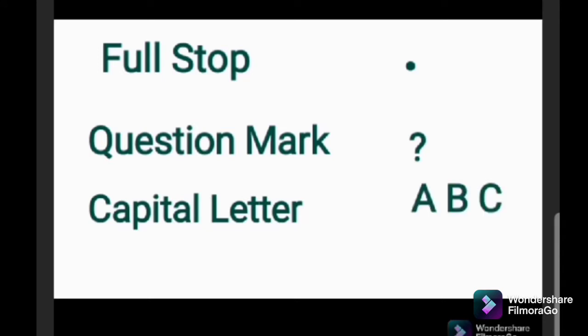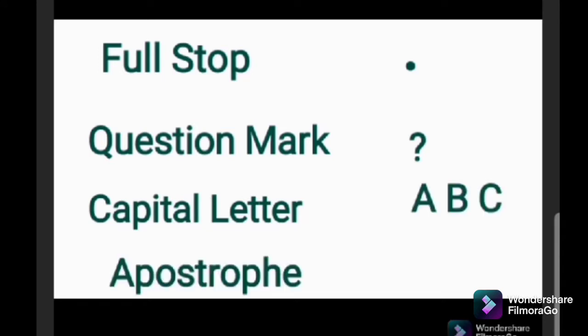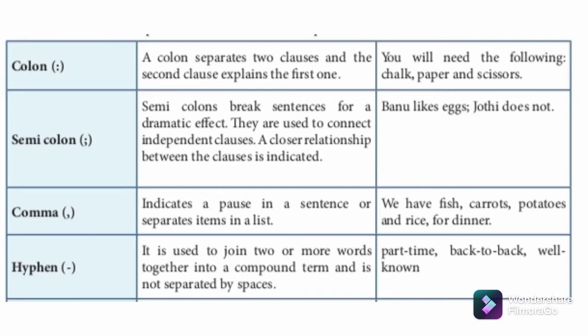capital letter such as A to Z, apostrophe where it is like a comma on the top. Now let me explain one by one in detail. The first one in order is colon.